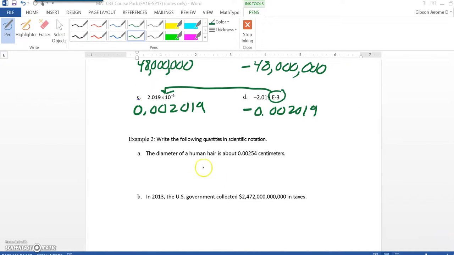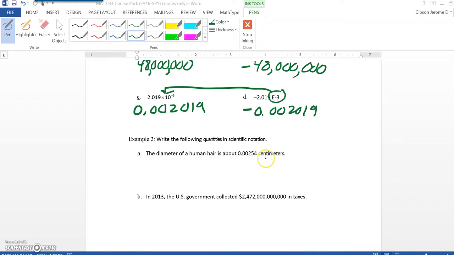Now we scroll down here to example 2. It says write the following quantities in scientific notation. So now we're going to do this backwards. It says the diameter of a human hair is about 0.00254 centimeters.